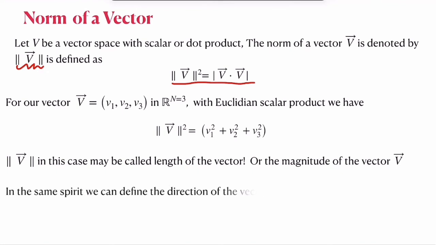In the same spirit as we defined direction and magnitude, we already have a proper definition of the magnitude in terms of the norm of a vector, and we can also define the direction. Dividing a vector by its norm gives a unit vector, and that we may call the direction.